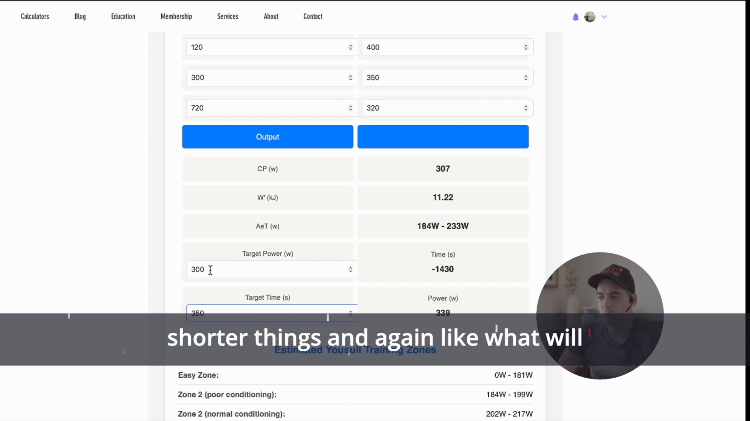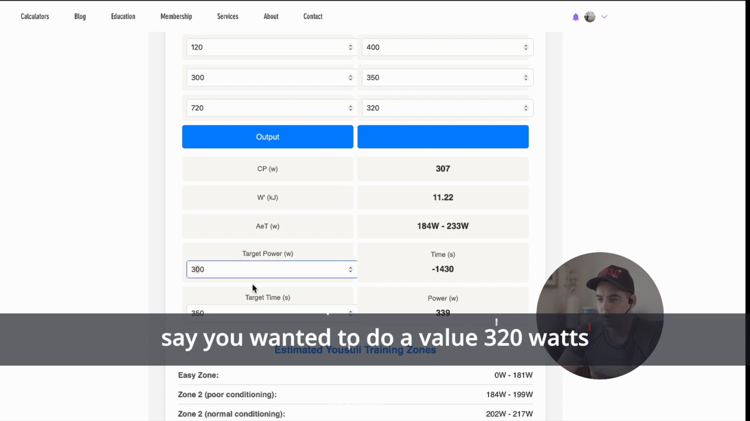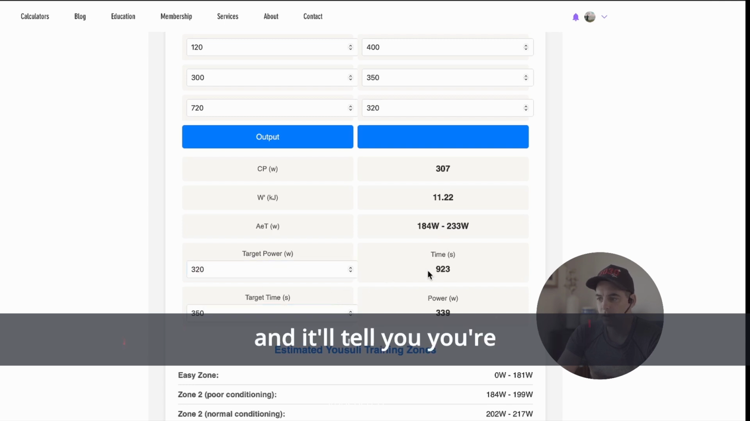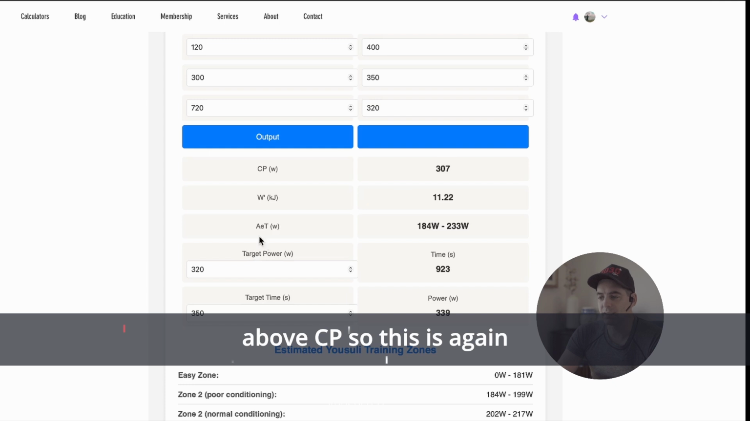And again, this is going to give you a crazy number here, but let's say you wanted to do a value of 320 watts, and it'll tell you you're able to last for 923 seconds. This will work only when you use values above CP. So this is again for anything which is for shorter duration.